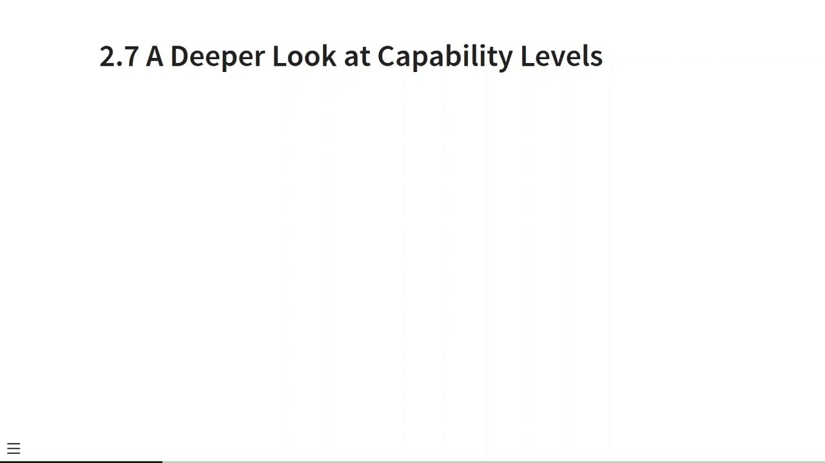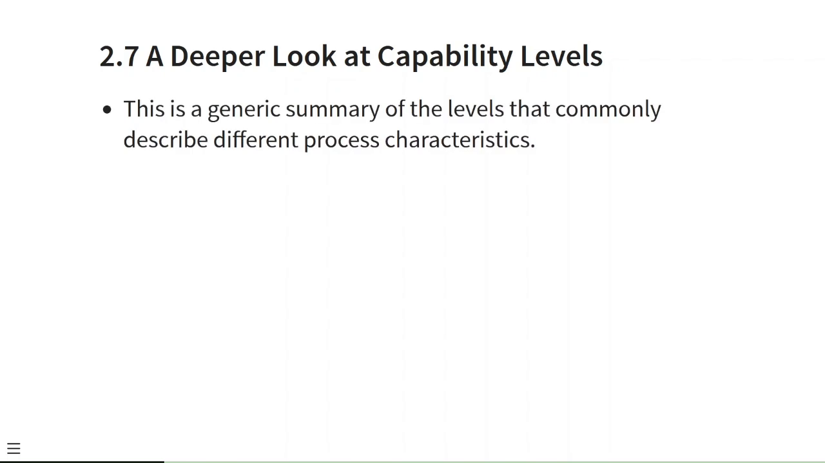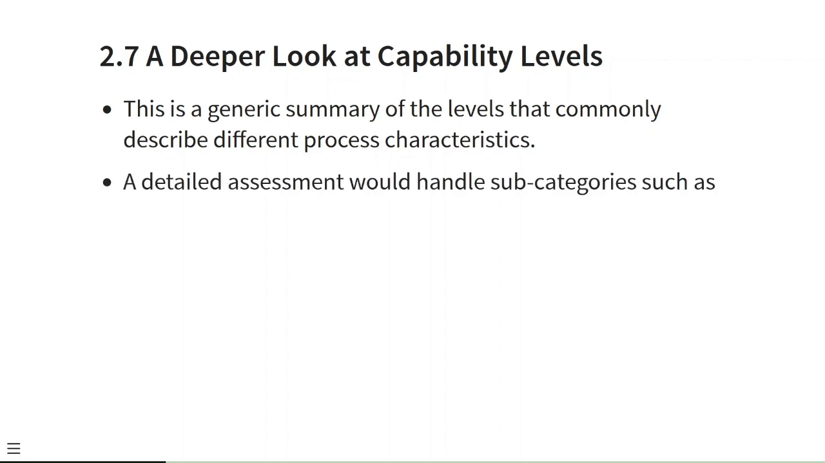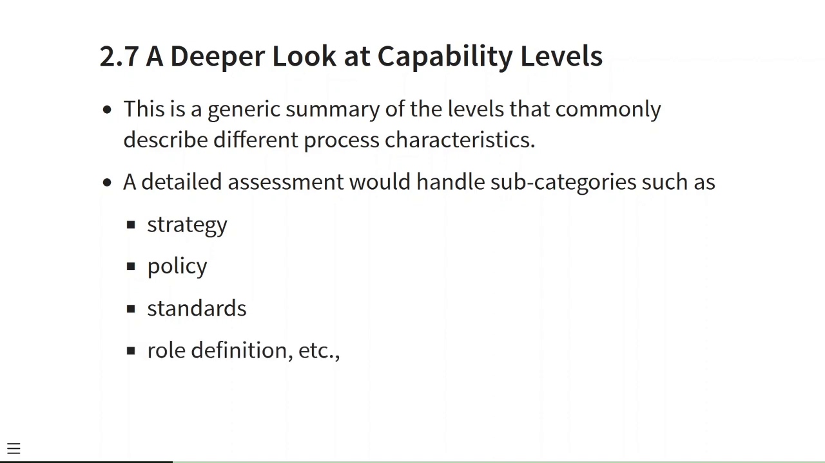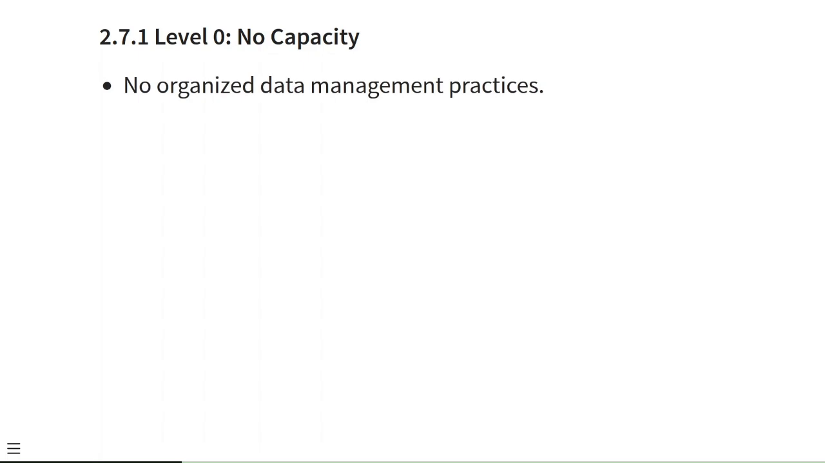We will now take a deeper look at the different capability levels, and this is a generic summary of the levels that commonly describe different process characteristics. A detailed assessment would handle subcategories such as strategy, policy, standards, role definitions, etc., within each of the knowledge areas. Level 0, no capacity, means that no organized data management practices exist in the organization. Now, very few organizations exist at this level.